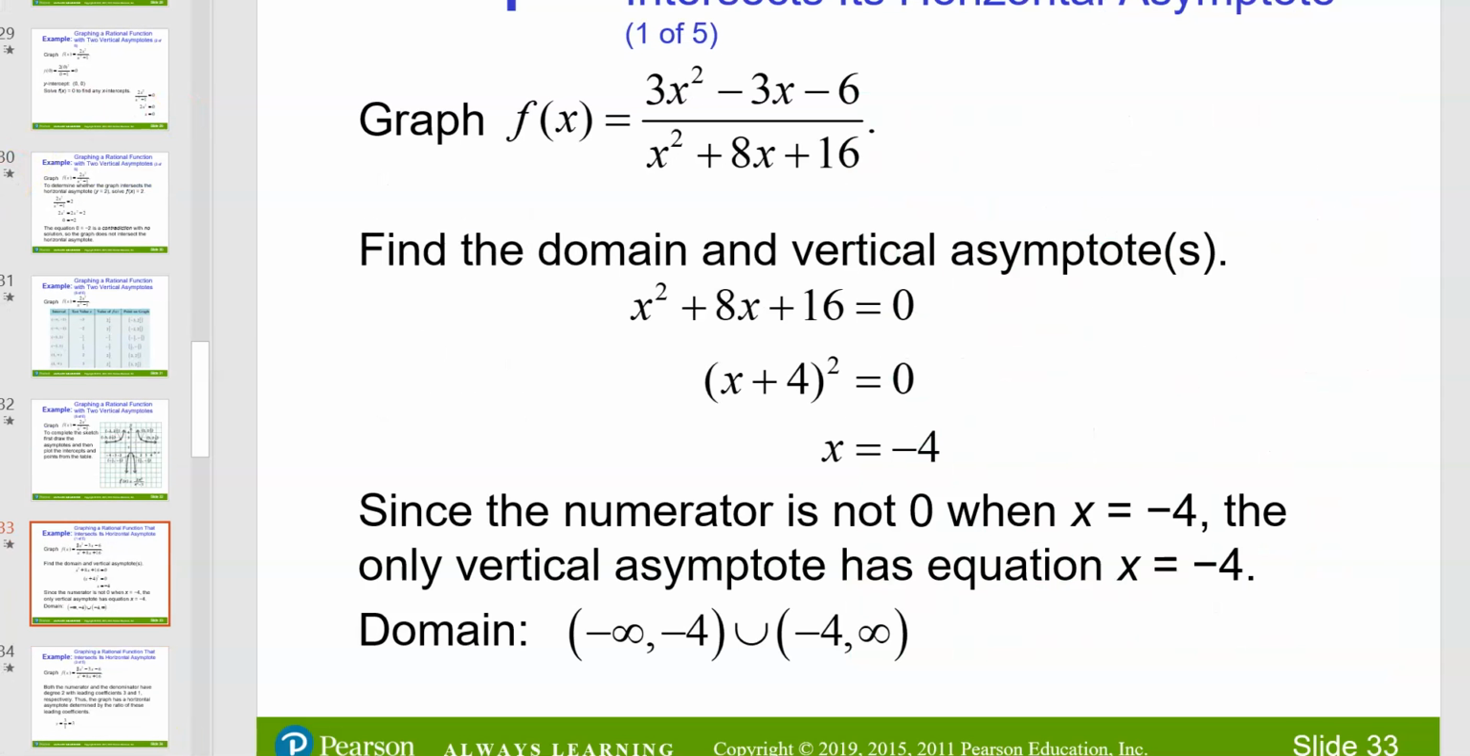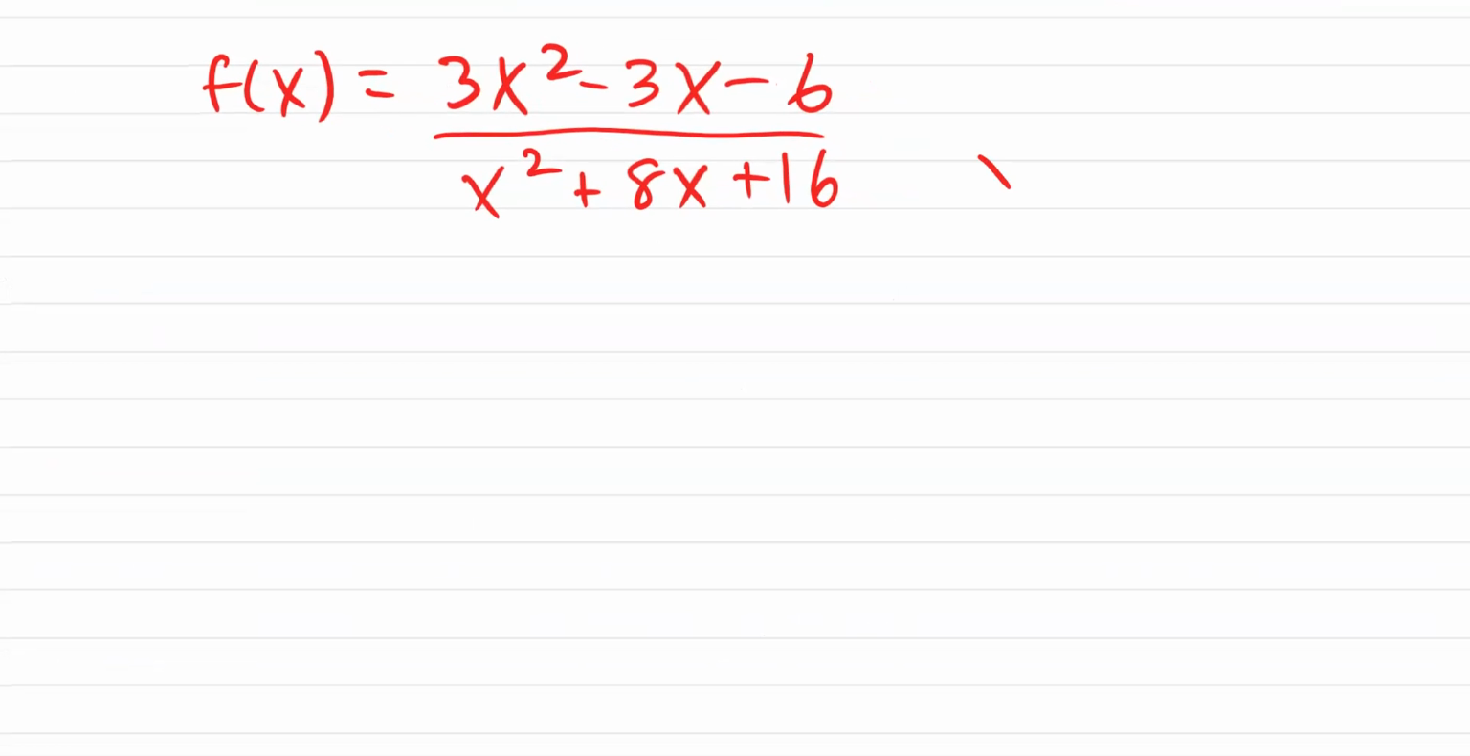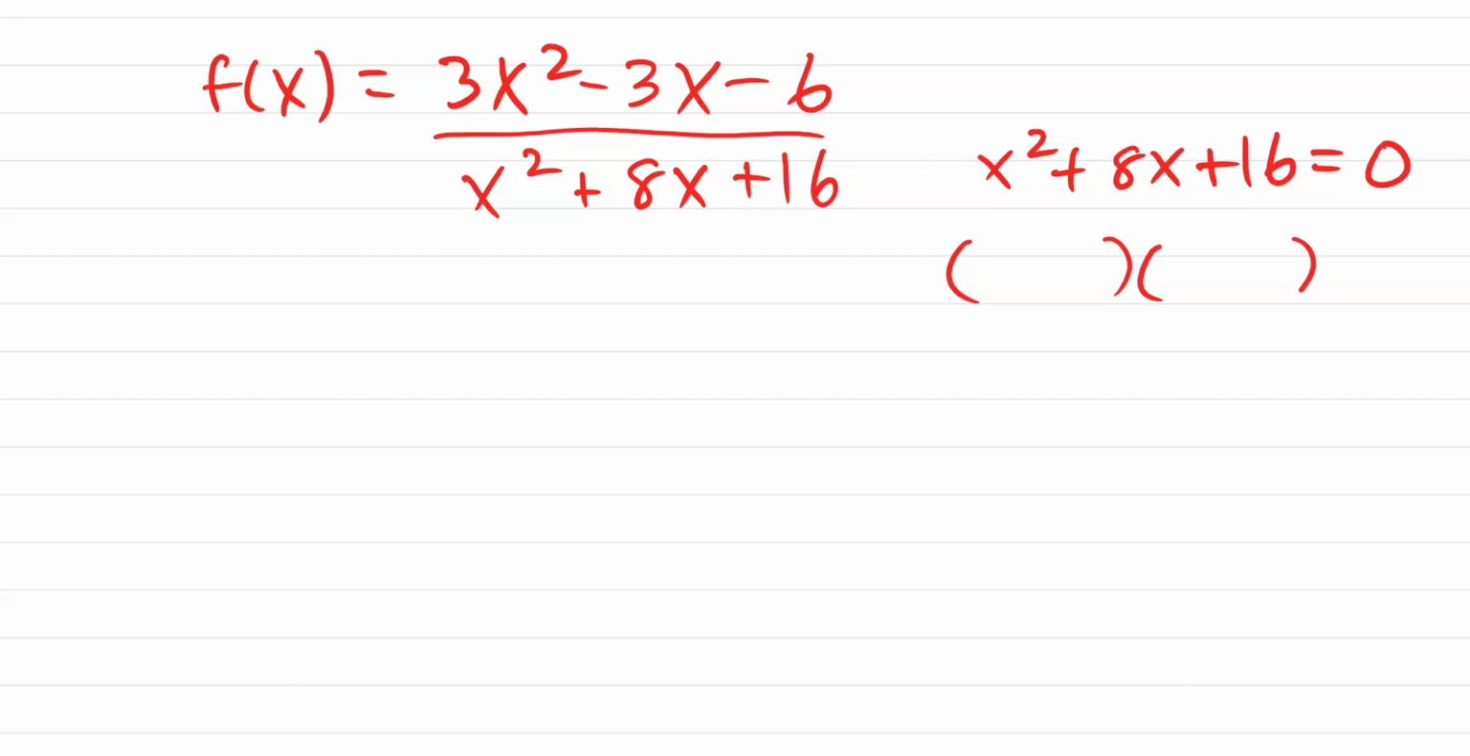Let's do another one. We'll start with our vertical asymptotes. Take that denominator. Set it equal to 0. Good news on this one is that it can factor. What multiplies to make 16 combines to make 8. How about 4 and 4?